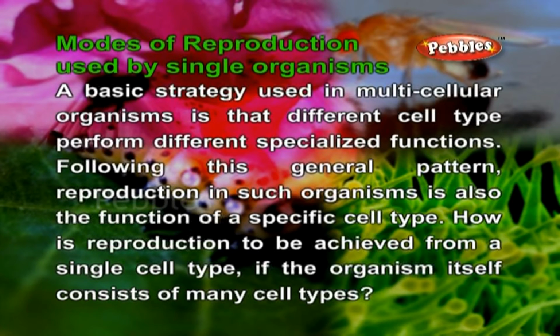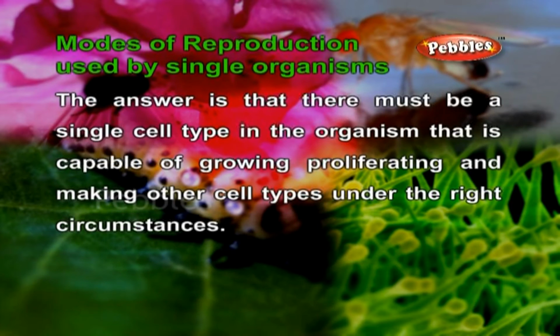A basic strategy used in multicellular organisms is that different cell types perform different specialized functions. Following this general pattern, reproduction in such organisms is also the function of a specific cell type. How is reproduction to be achieved from a single cell type if the organism itself consists of many cell types? The answer is that there must be a single cell type in the organism that is capable of growing, proliferating, and making other cell types under the right circumstances.